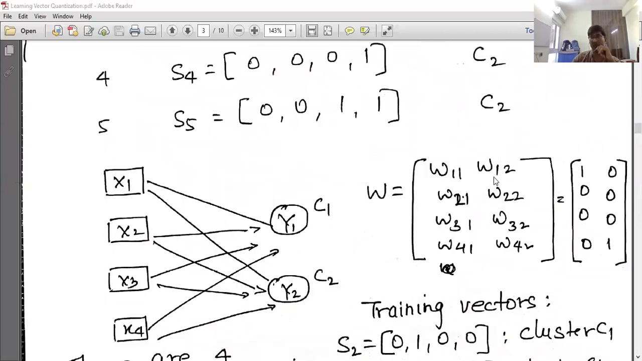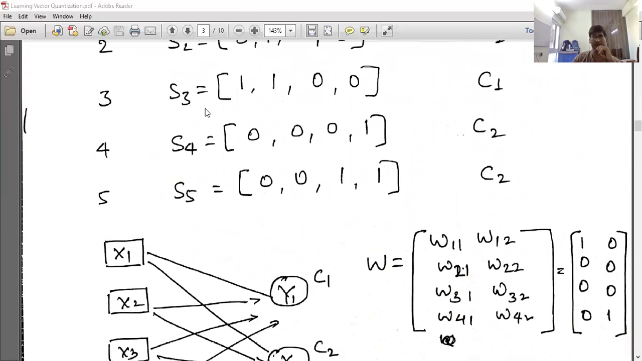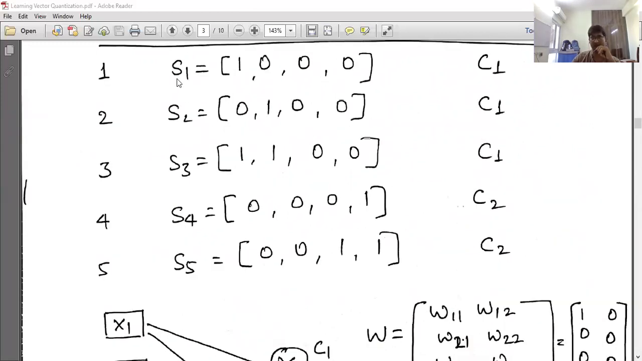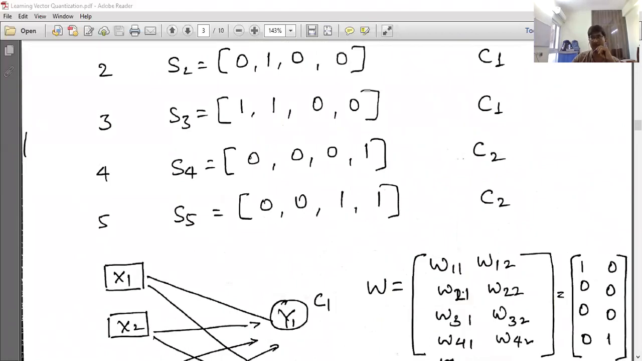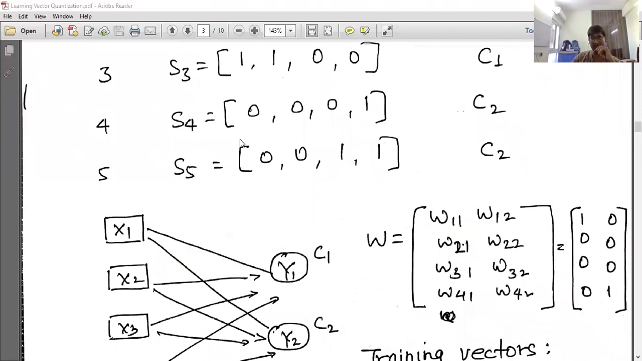So these 2 code vectors correspond to S1 and S4. Column 1 is code vector 1, which corresponds to my input pattern 1, that is 1,000. And similarly, I have taken pattern 4 to be code vector 2, that is 0,001. So among these 5 patterns, I have taken 2 to be the code vectors. And why have we taken only 2 code vectors? Because I had only 2 clusters.